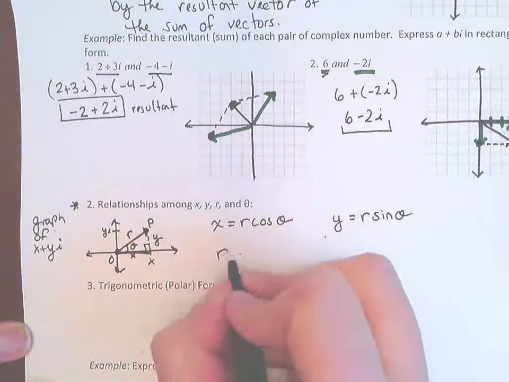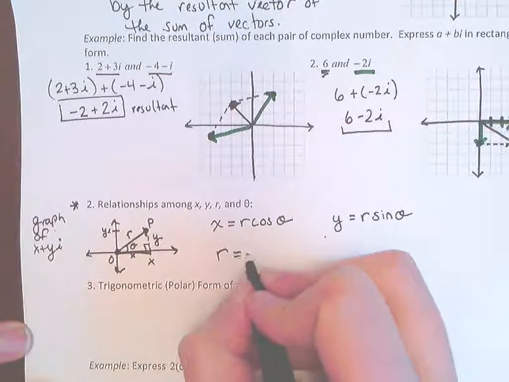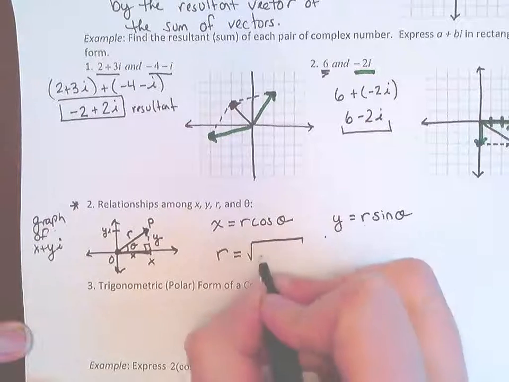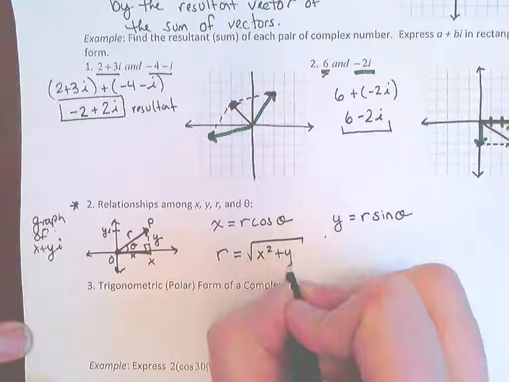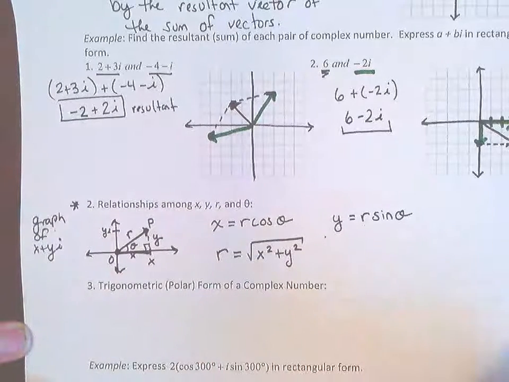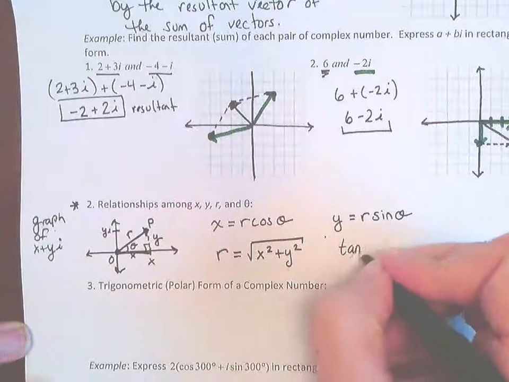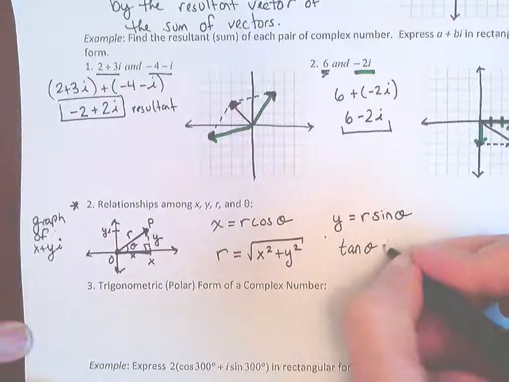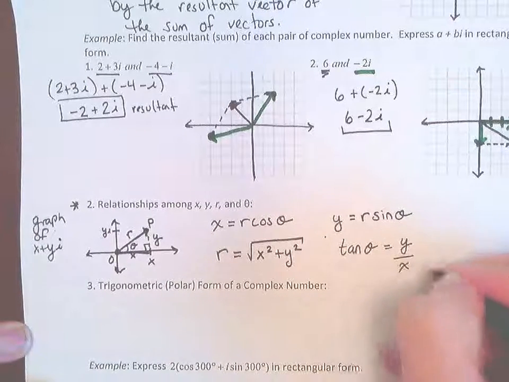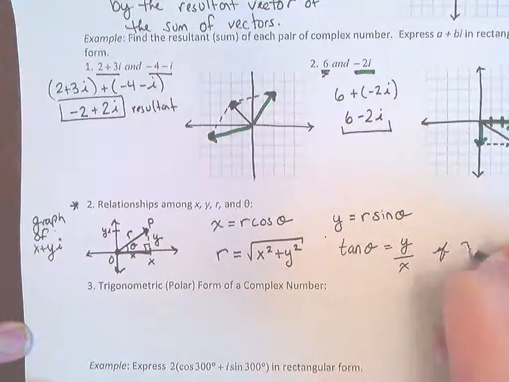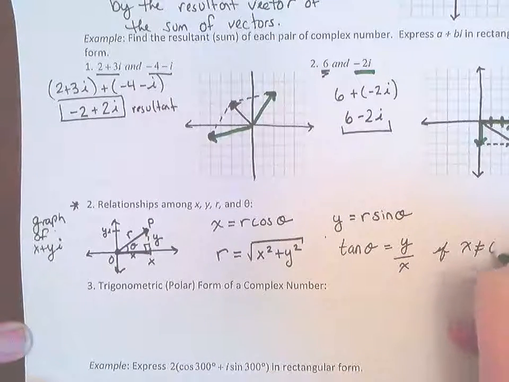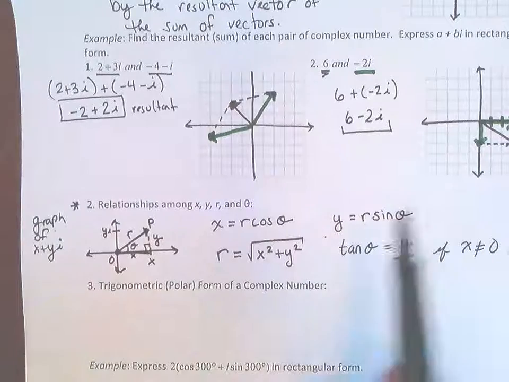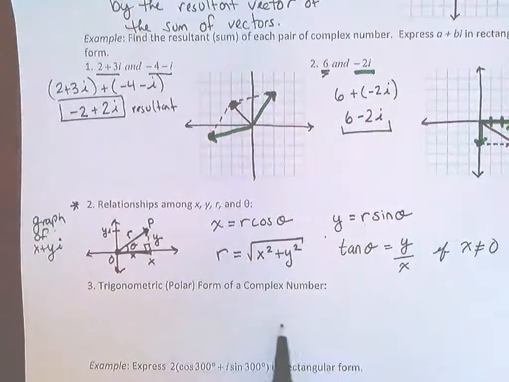Now, how do we find r? r equals, remember the magnitude formula? The square root of x squared plus y squared. And then if we needed to find theta, it's tan of theta equals y over x, if, of course, x does not equal 0. So these all look very familiar. We literally just did them with the vector section.